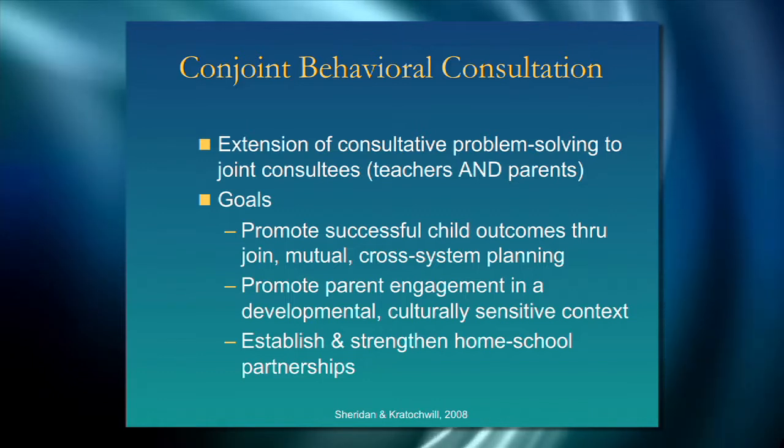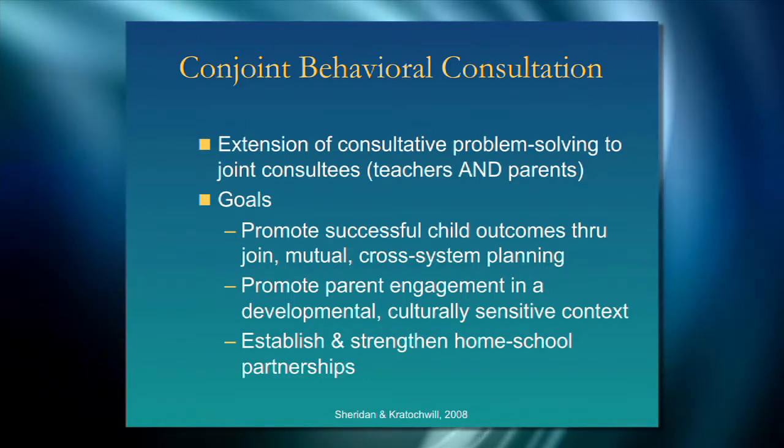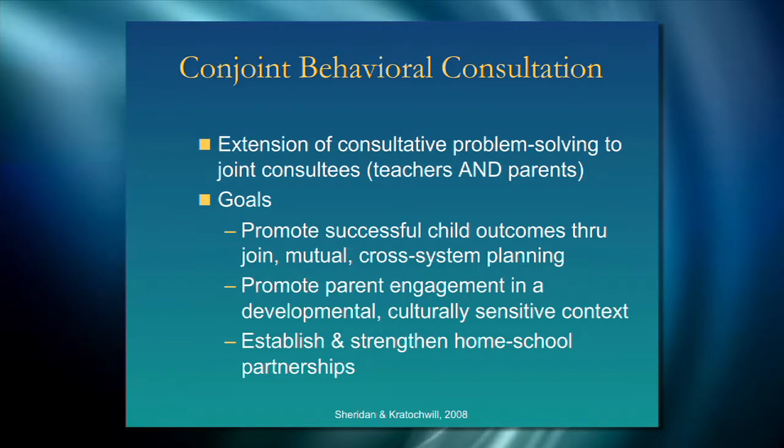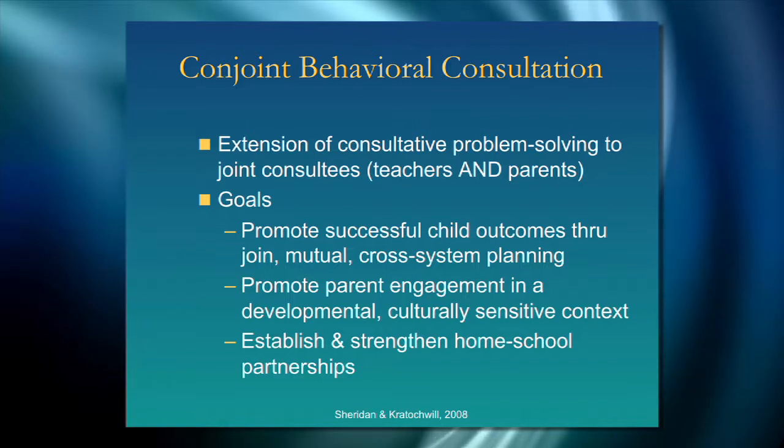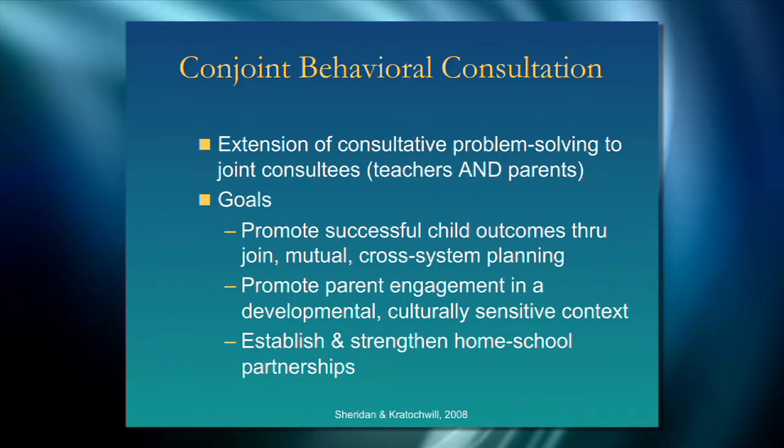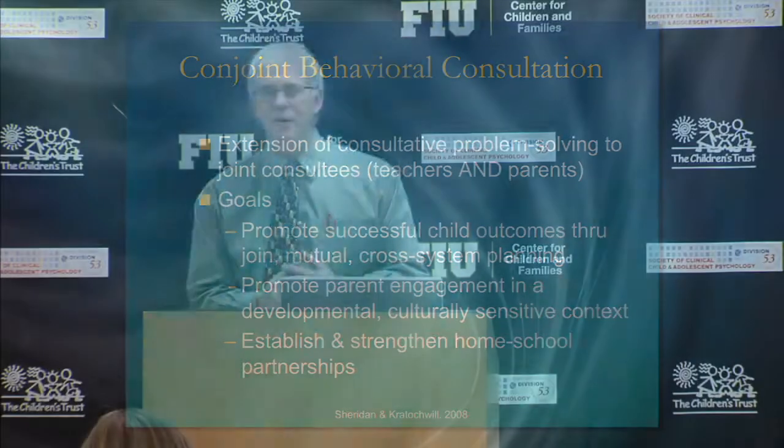Why would we do this? Well, we want to promote successful outcomes. That should say through joint, not join. Joint mutual cross-system planning. So we have multiple systems involved. A lot of our kids are having problems across those systems, as we've all alluded to over the last 2 days. So maybe one way to do that is to mutually come together to identify problems and maybe attack them in a similar way at home and at school.